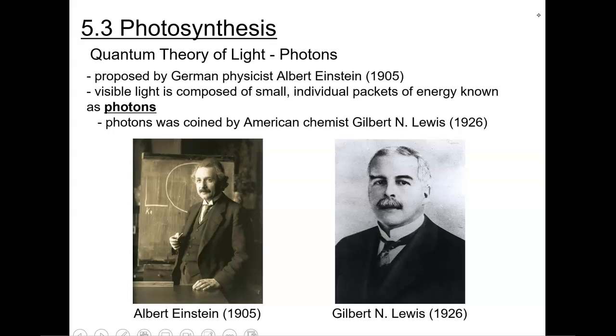The quantum theory of light and photons was proposed by a German physicist, Albert Einstein, in 1905. Now, most of us have heard of him. He said that visible light is composed of small individual packets of energy known as photons. These photons were coined by an American chemist, though, named Gilbert N. Lewis in 1926. So the idea came from Einstein, but the actual naming of these particles came from Lewis.